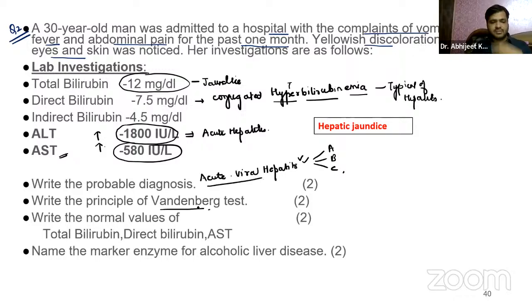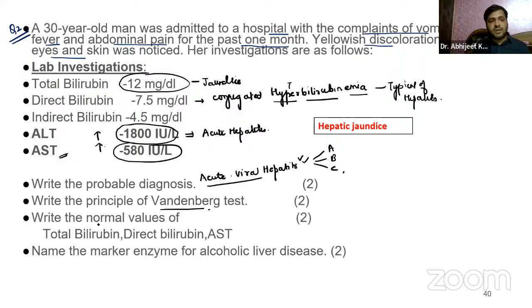Van den Bergh test we have already discussed. Mixing the urine sample with a reagent containing diazotized sulfanilic acid, bilirubin reacts with the reagent to produce a colored complex. Usually it is a pink or a red color, right? And the presence of the color indicates bilirubinuria, which is a sign of conjugated hyperbilirubinemia.